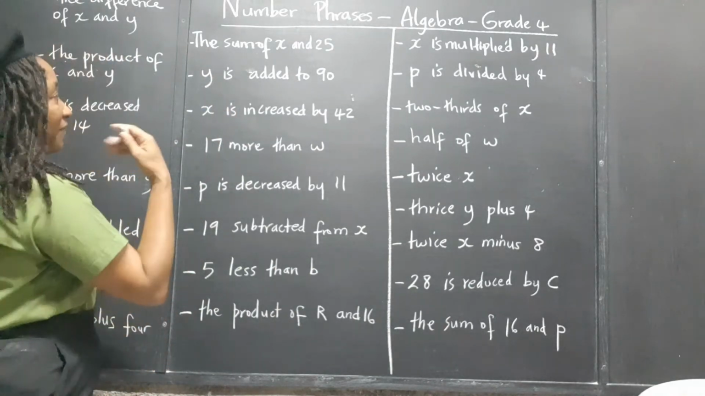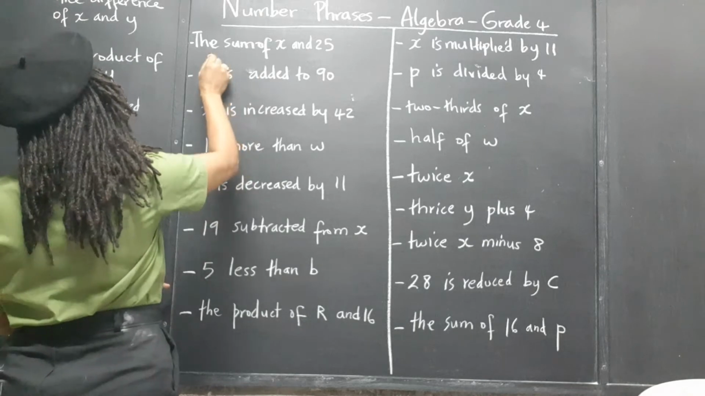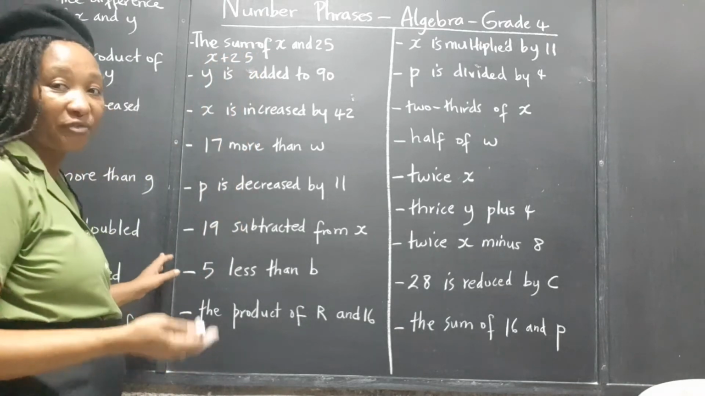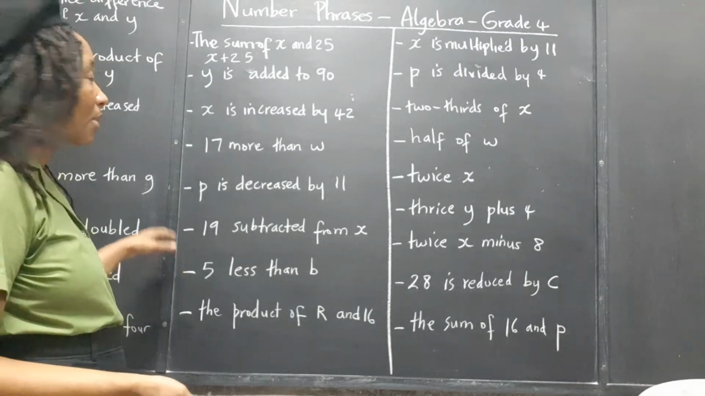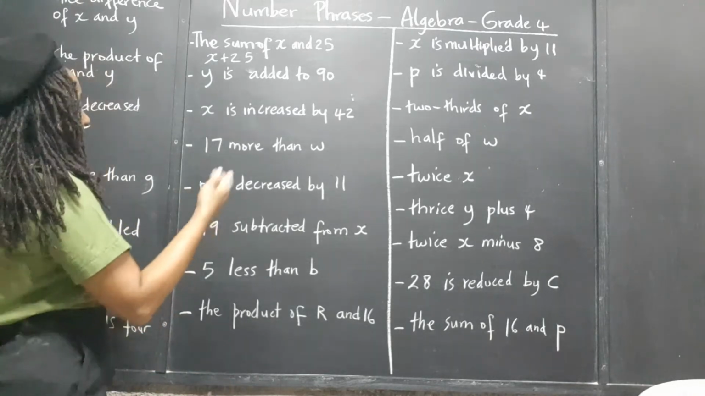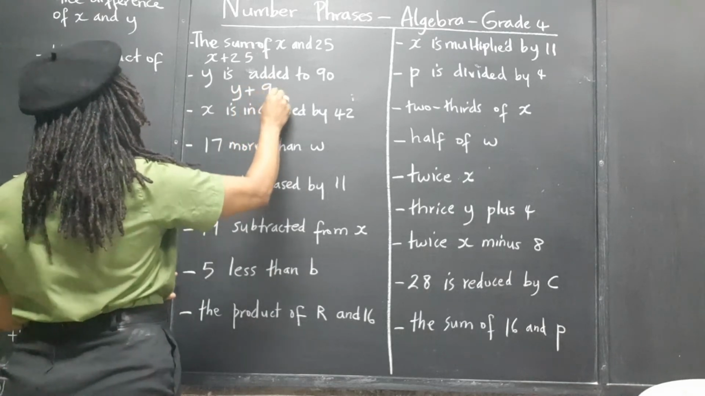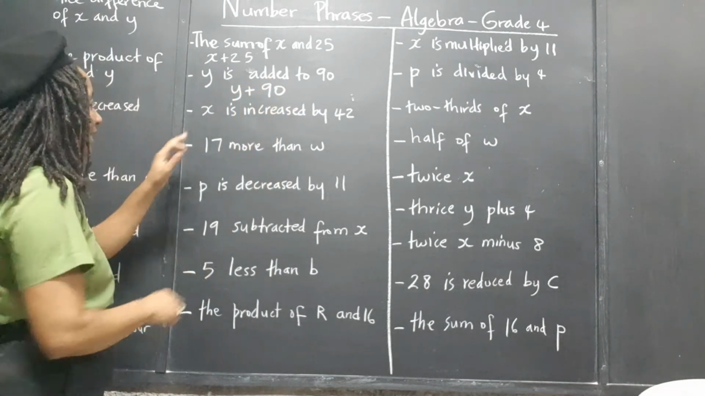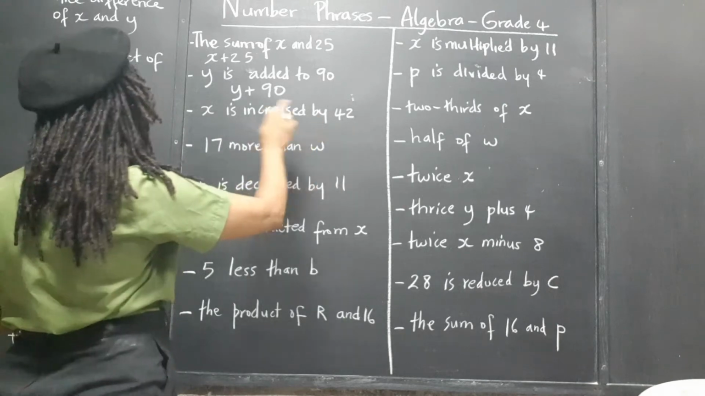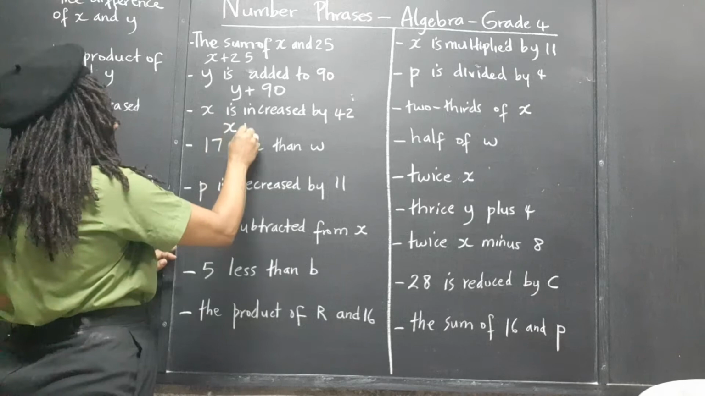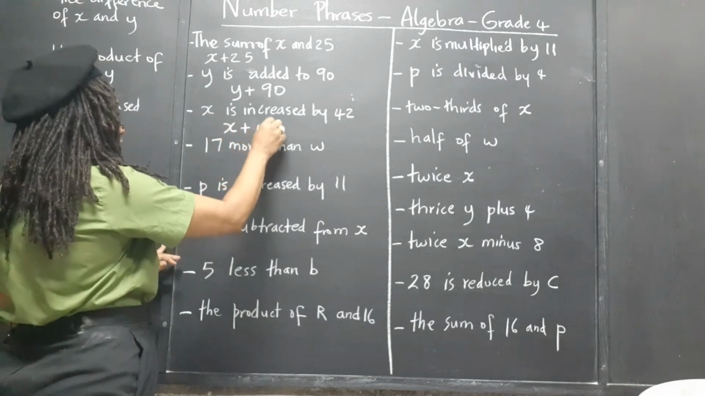The sum of x and 25, so that will be x plus 25. That is our number phrase. Y is added to 90. So y is added to 90. X is increased by 42. To increase means you're adding to it. So x is increased by 42.